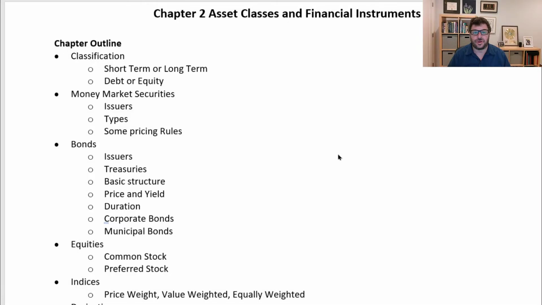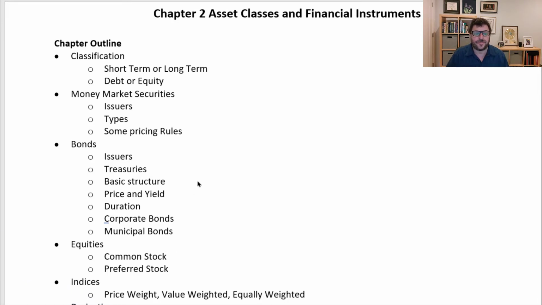Chapter 2, Asset Classes and Financial Instruments. And this is going to be just a list of things in which you can invest. We'll talk a little bit about the institutional detail, the terminology, how they work, the risks, and how we calculate returns associated with these things. This is not an exhaustive list of things into which you can invest, but we're going to hit the major stuff.